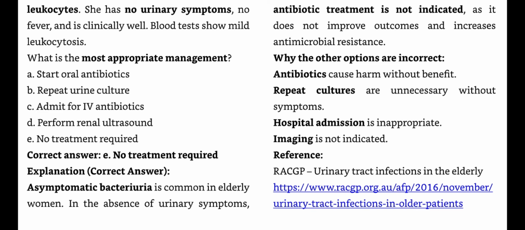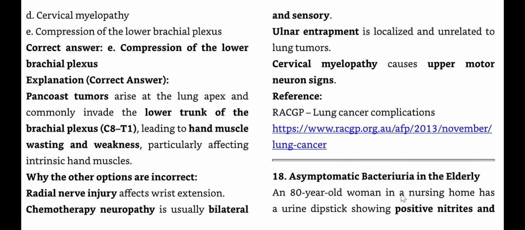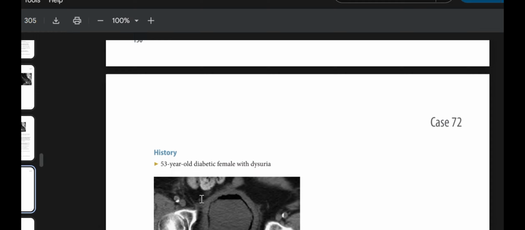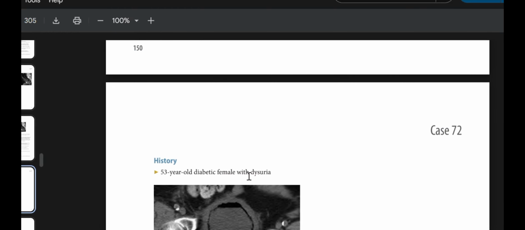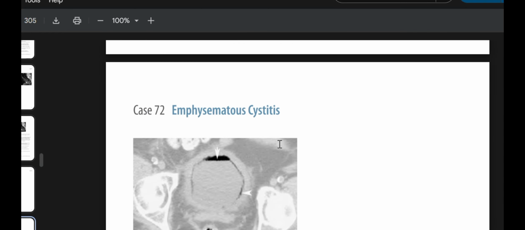So you need to know that in the elderly, asymptomatic bacteria is common, and in elderly diabetic patients with symptoms such as dysuria, emphysematous cystitis is common. So emphysematous cystitis should be considered in a diabetic female with dysuria, with symptoms. In a diabetic symptomatic female with urinary symptoms, emphysematous cystitis should be considered.